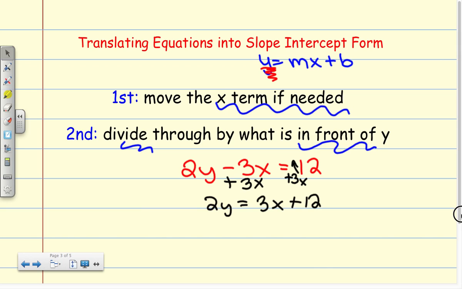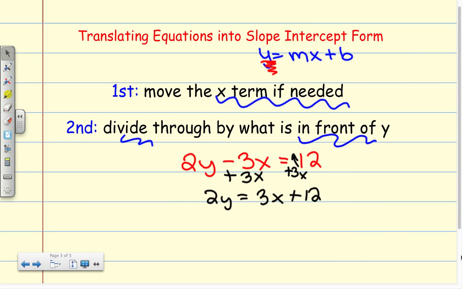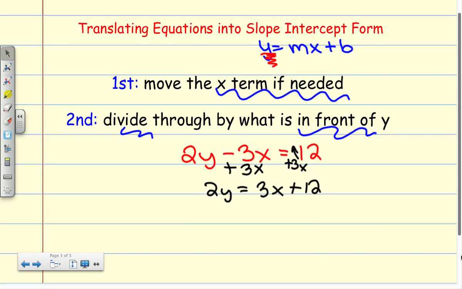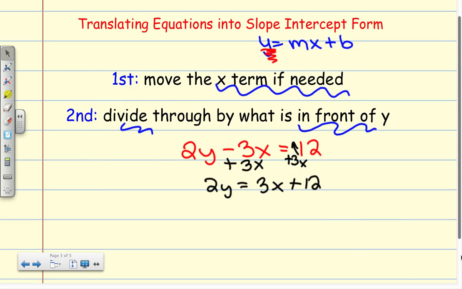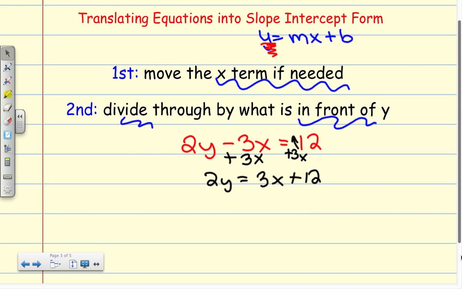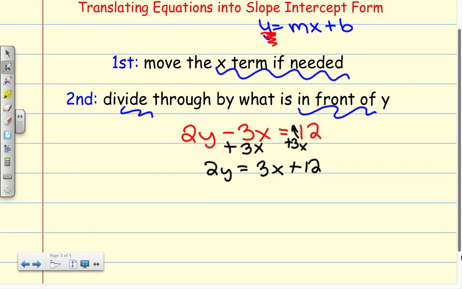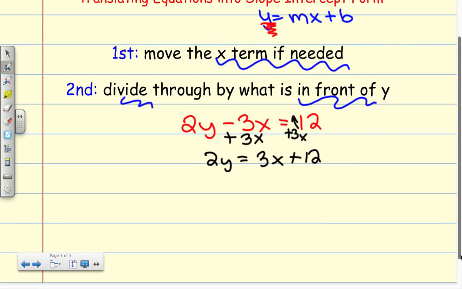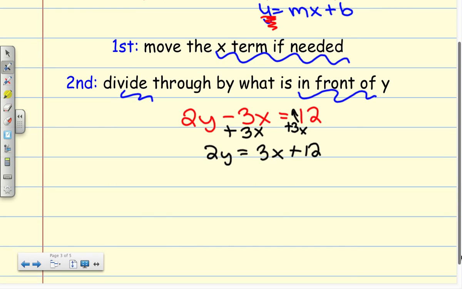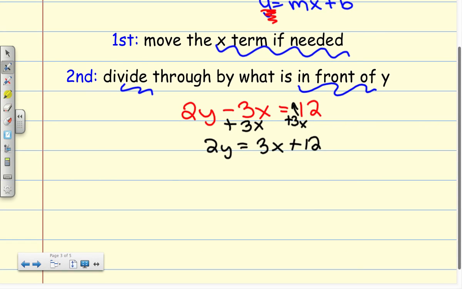The second thing I need to do is divide through by what's in front of y. But when I divide through by what's in front of y, I am dividing everything by it. Everything. So I'm going to divide the 2 by 2, the 3 by 2, and the 12 by 2. So I get, that cancels out, y is equal to 3 halves x plus 12 over 2 is 6.